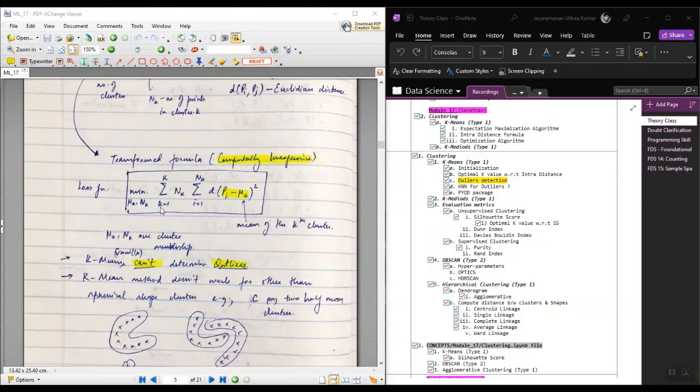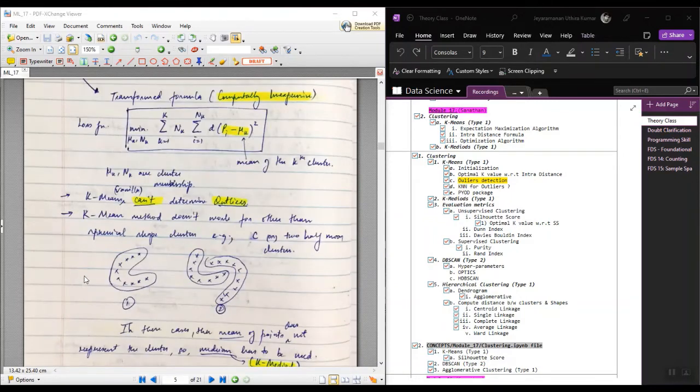One of the problems with k-means, or the simpler version of k-means, is that we cannot determine the outliers in this. If we advance this k-means, we will be able to find the outliers, but in the vanilla version, the simpler standard version, we cannot determine the outliers.